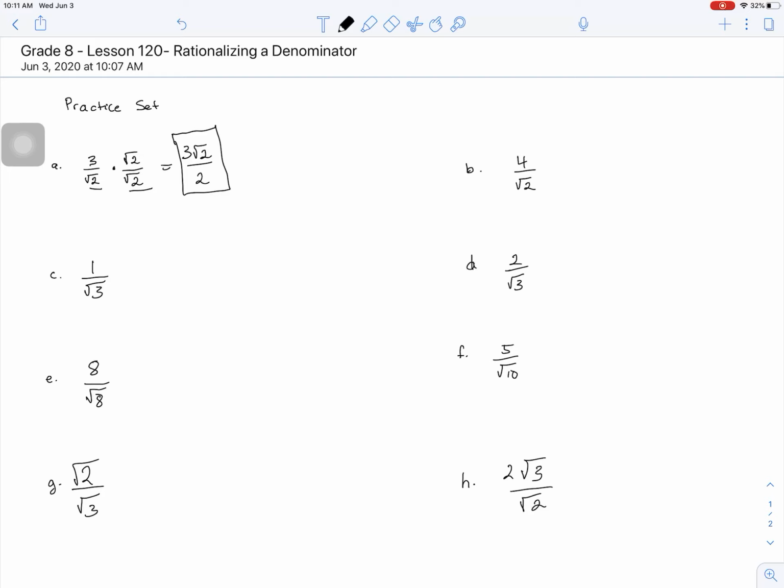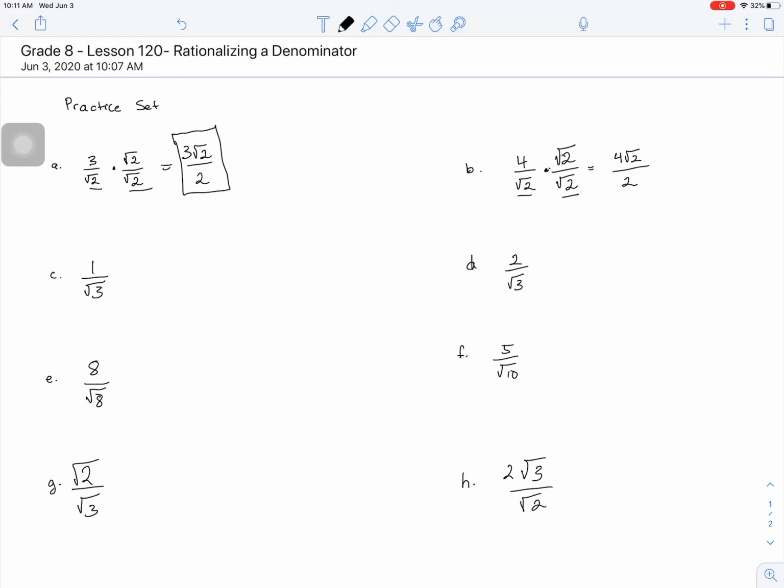So let's look at B. Same concept. You can try it yourself even if you want to, but mentally go through it because eventually we're going to run into some where we have to rejuggle the top as well. So we're going to multiply it by that rational number to get 4 times the square root of 2 on the top and 2 on the bottom.